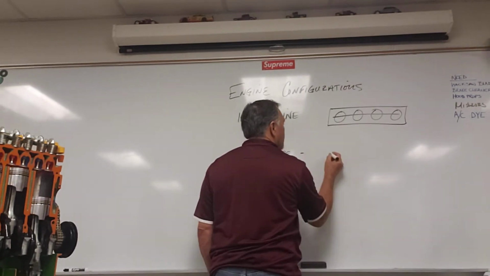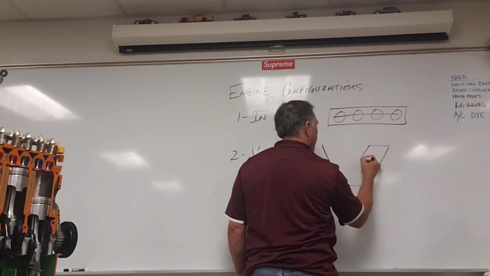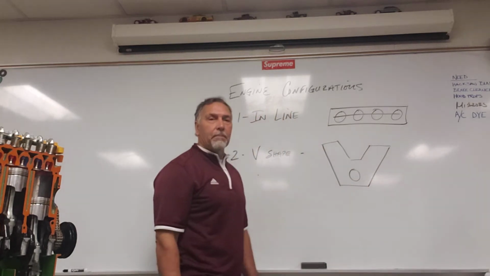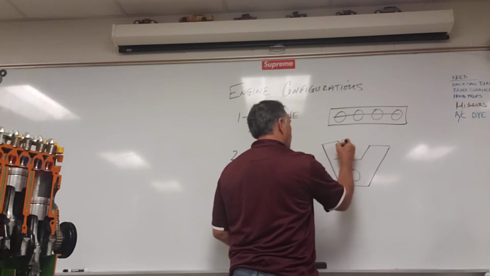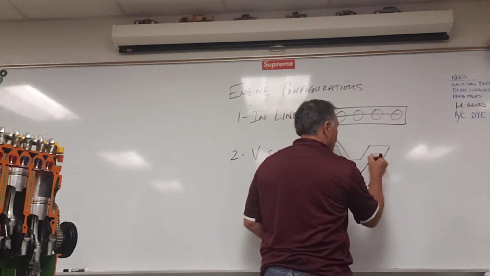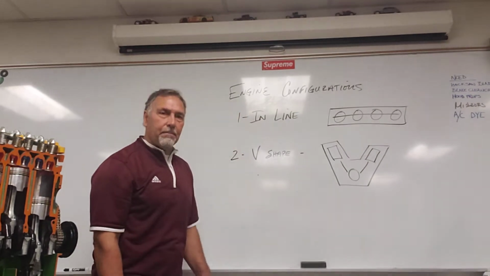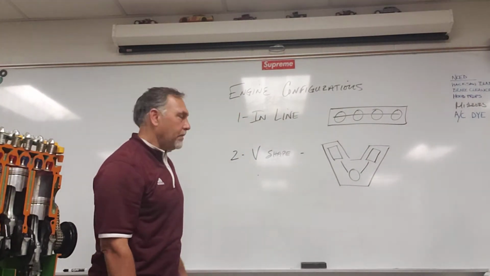The engine is actually designed in a V shape. The crankshaft is down here in the bottom of the engine block in the very middle. Then you have the connecting rods and the pistons that go up to the sides, and the engine is in a V shape. That's where it gets its name, and that is the V type of engine.